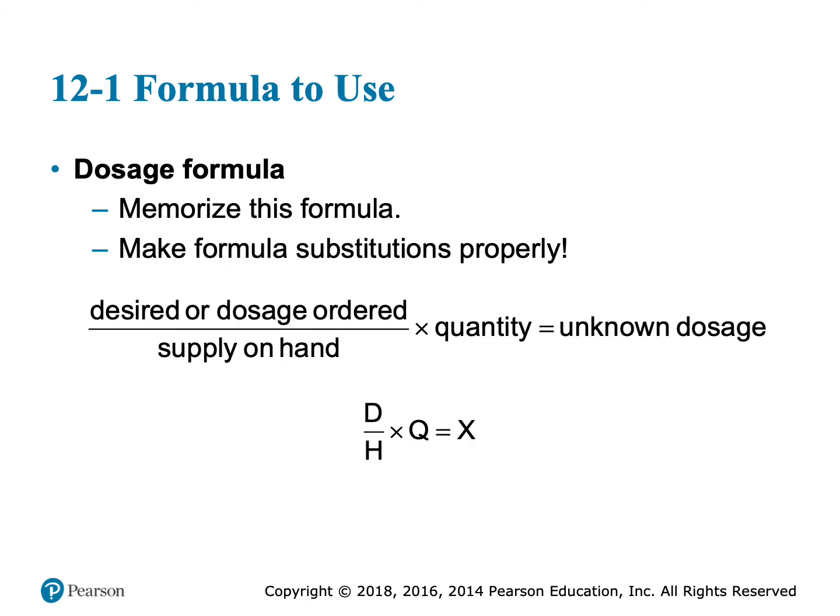So if we can memorize this formula, that would be really helpful when we're performing these dosage calculations. And also we need to make sure that we are making formula substitutions properly. Remember, D over H times Q equals X, or the unknown dosage. How much medication do we actually give? So again, the desired or dosage ordered over supply on hand times quantity is going to equal our unknown dosage.